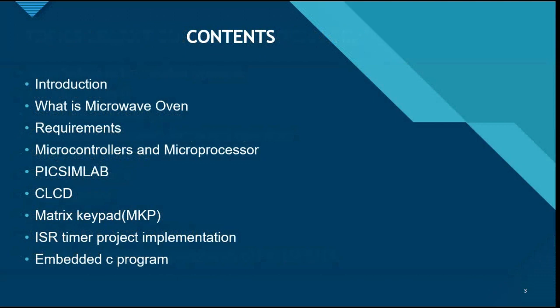F877A. The topics involved in this project are Introduction to C and Embedded Systems, what a microwave oven is, the requirements, what microcontrollers and microprocessors are, what PICSimLab is, and what a CLCD is, which is a character LCD, and the matrix keypad, and ISR timers for the project implementation, and an introduction to the embedded C program, and the code involved to execute this project, and how this microwave oven is simulated and implemented by this program.